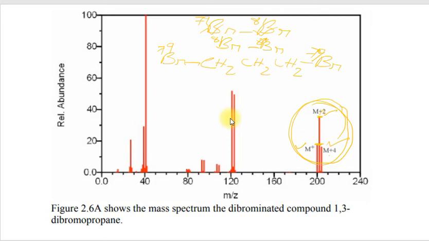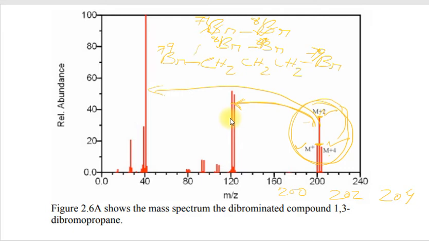Then you can also predict the fragmentation. Here it's from 200, 202, 204. From here to here you can find out what is the fragment which has been lost, and from here to here you can find out which is the fragment which has been lost.